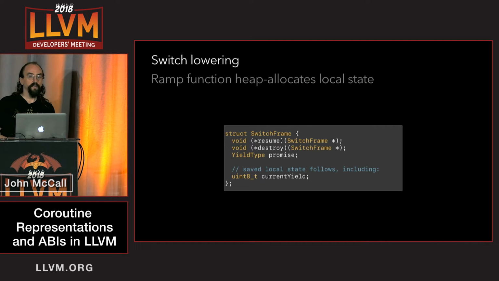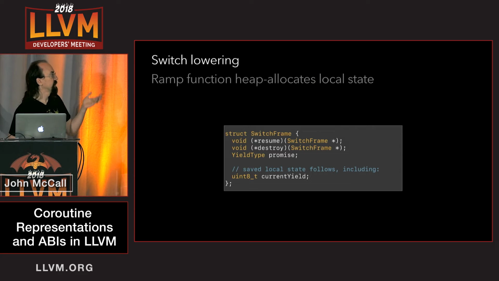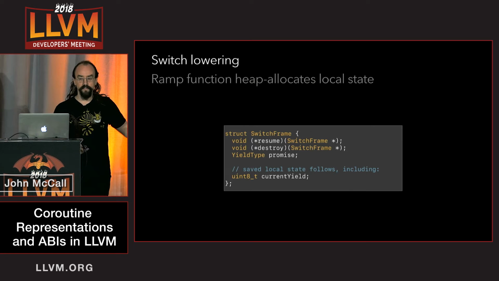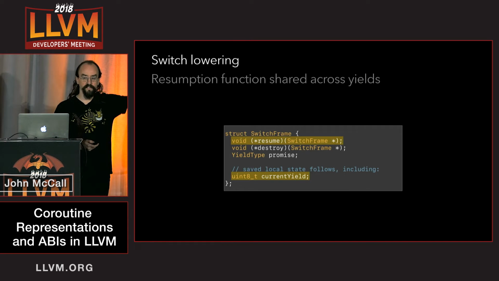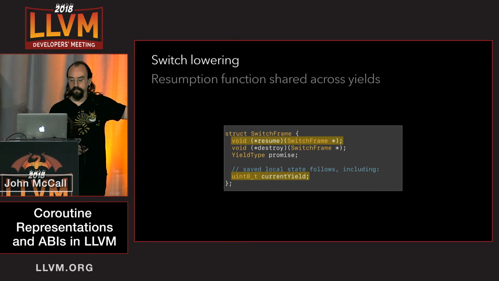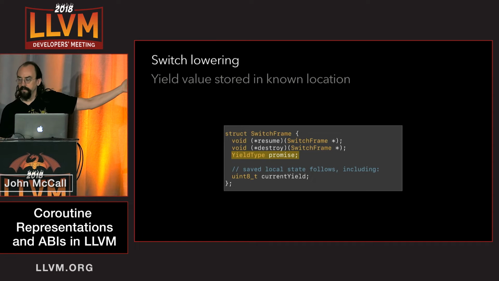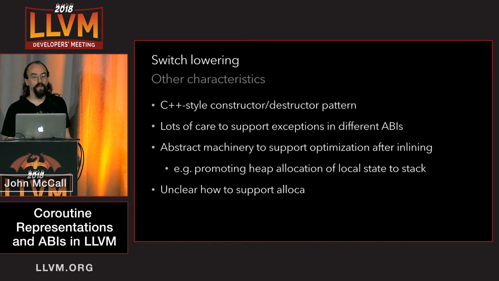In the switch lowering, we have a ramp function that heap allocates a local state that always looks basically like this. This is a header with a resumption function, the resume function, and there's a current yield state in here. You can see that this is leading towards that shared resumption function lowering that I talked about before. The result value, the value that's yielded back, is written into a static place in the coroutine frame.